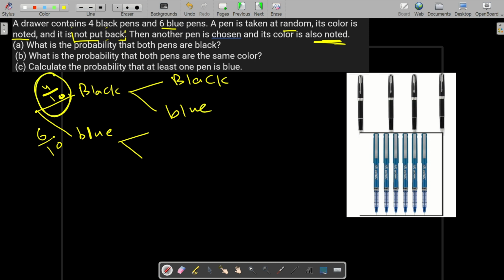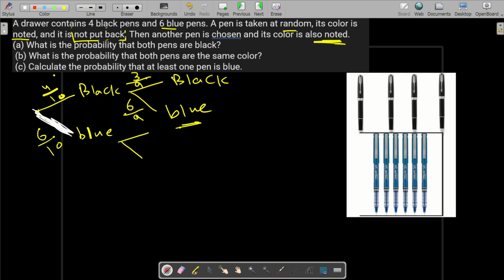When you take one black pen and throw it away, how many black pens will be left? You will have only 3 black pens. And what is the total number in this case? It's going to be 9. For the blue, it will not be affected because we didn't pick a blue pen, we picked a black one. So for blue, it's going to be 6. But instead of 6 over 10, it's going to be 6 over 9 because one black pen was taken.